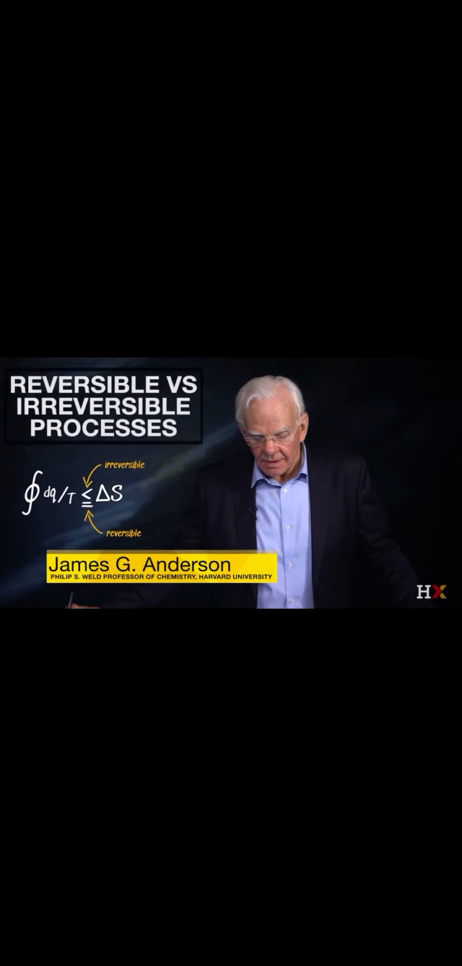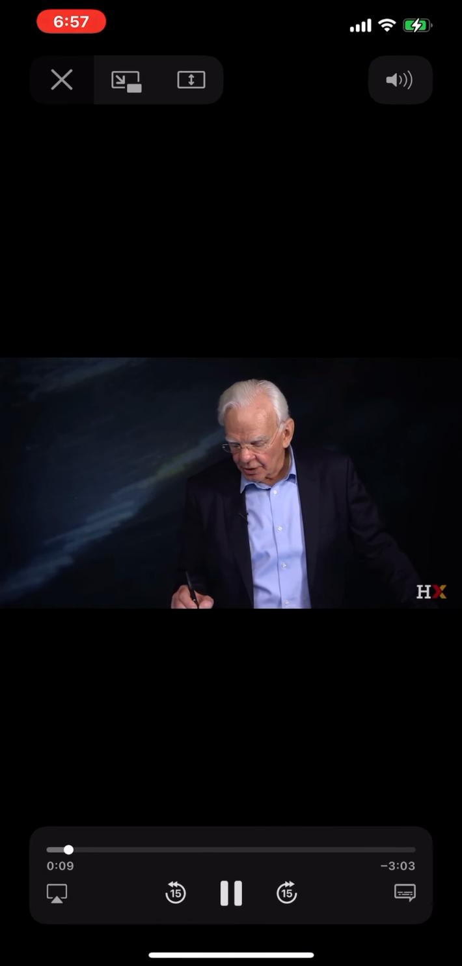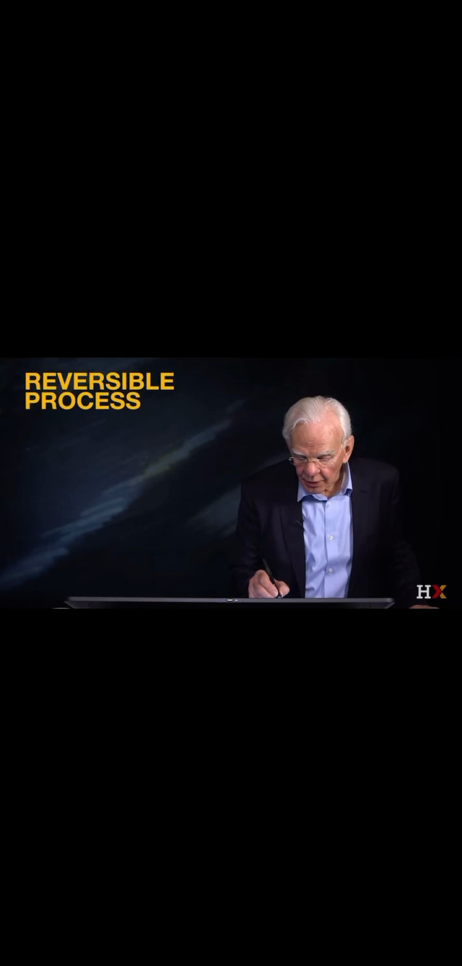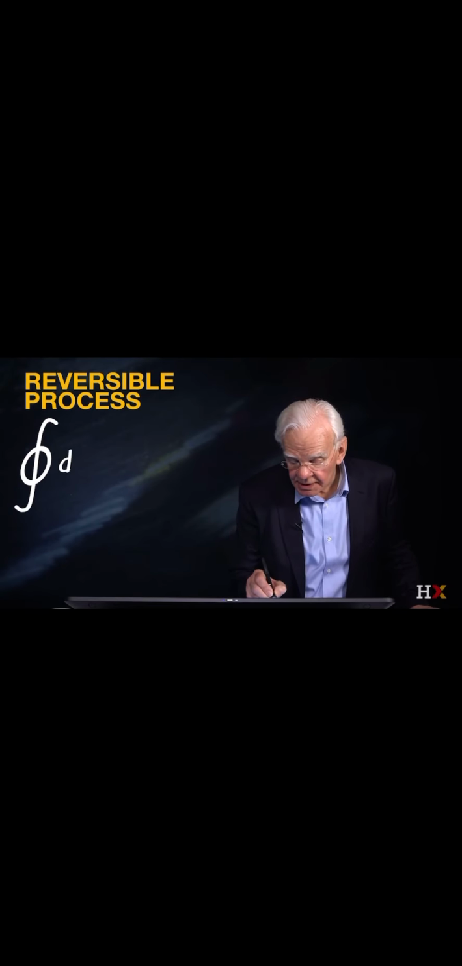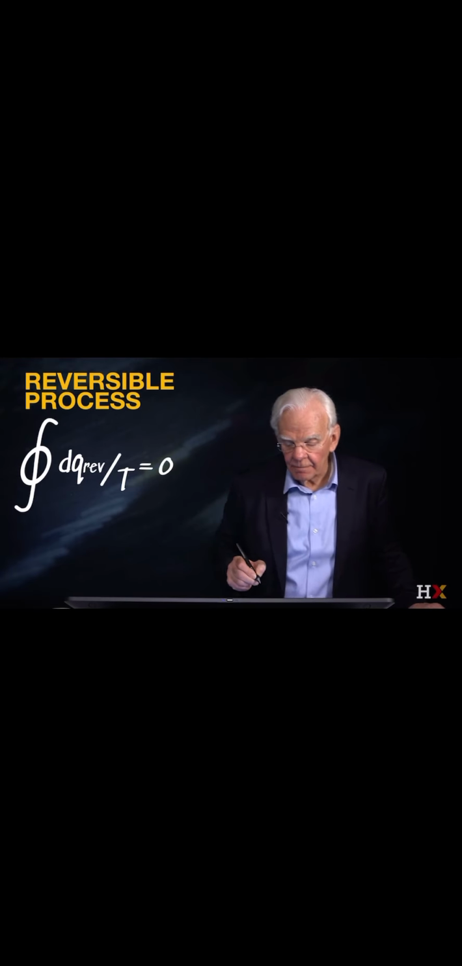So let's complete this segment by pointing out something very important that Rudolf Clausius pointed out. He was born in 1822 and he died in 1888, and he turned out to be profoundly important for the development of thermodynamics. And he focused on the fact that when we write the entropy change for a complete cycle, which is dq reversible over temperature, that's identically equal to 0.